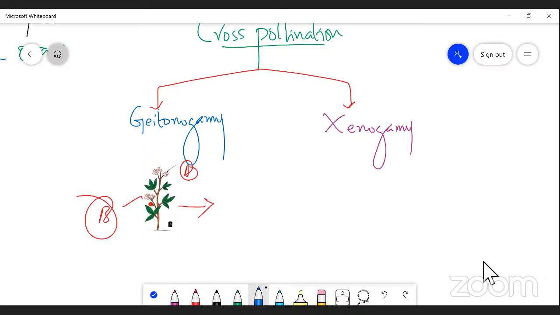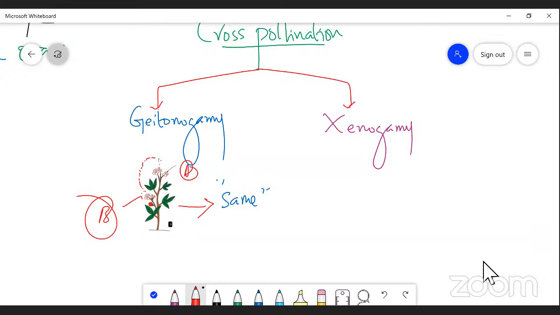That is called geitonogamy, right? Both flowers are present on the same plant, because male flowers are formed separately and female flowers are also formed separately, and between them you can see the transfer of pollen grain. That is called geitonogamy. The anther produces pollen grain, and the pollen grains are deposited from one flower to another flower of the same plant. So the flower producing pollen grain is also found on one plant, right?